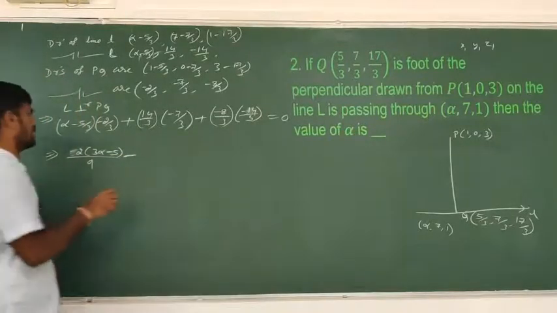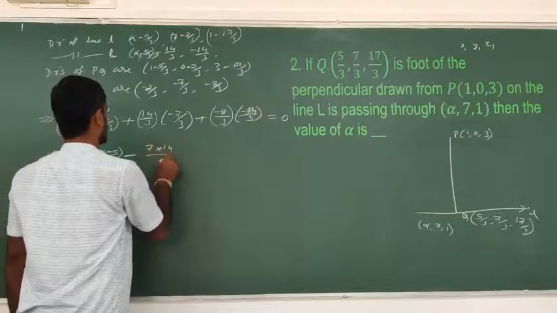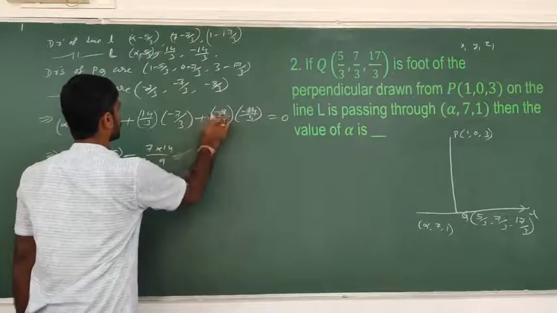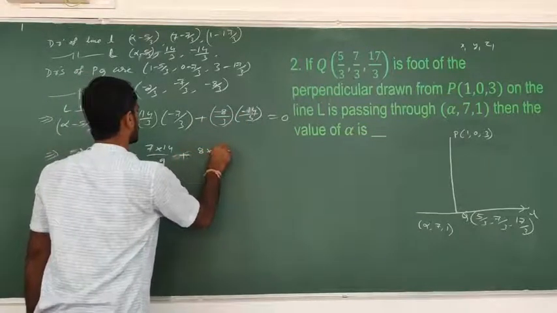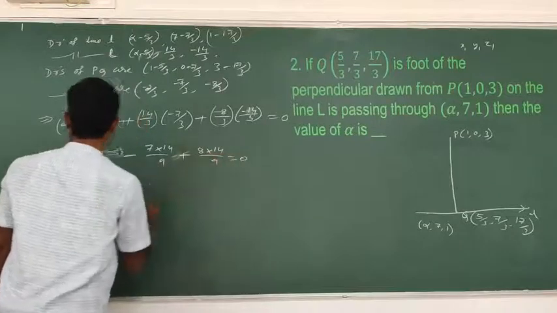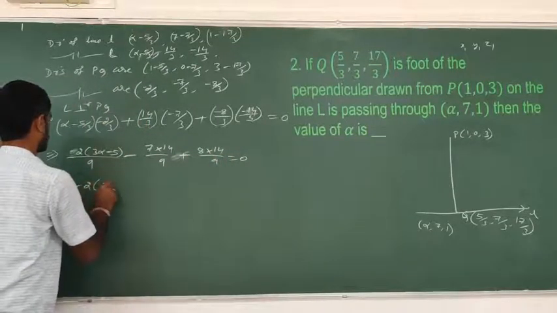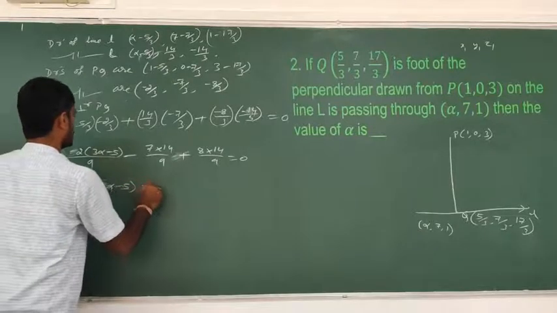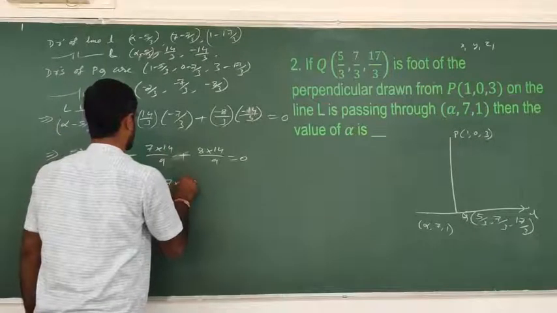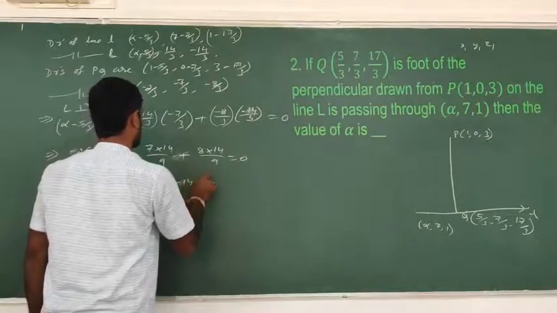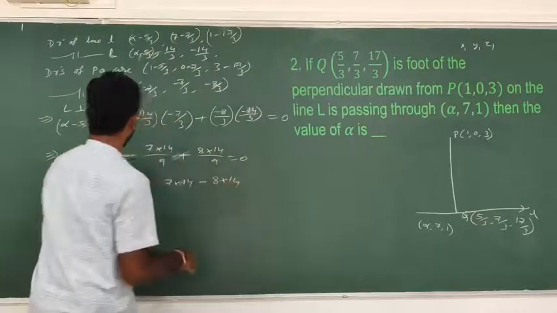so write like this only: this is minus 7 into 14 divided by 9, minus into minus is plus, this is plus 8 into 14 divided by 9 is equal to 0. This implies that 9 cancels, then minus 2 into 3 alpha minus 5 is equal to, transferring this to the right hand side, plus 7 into 14 minus 8 into 14, minus becomes plus.